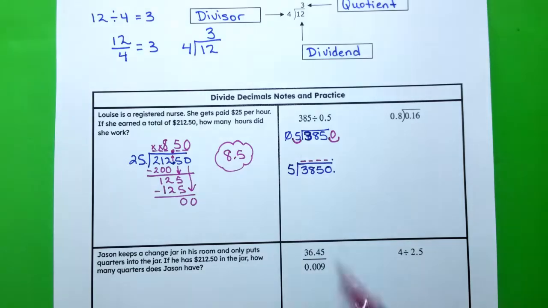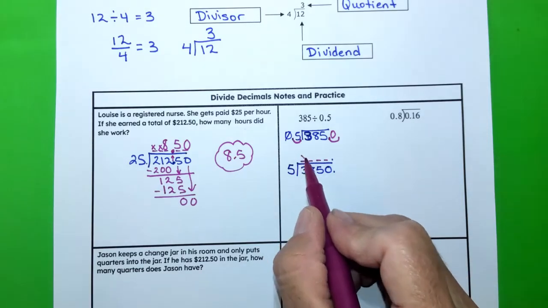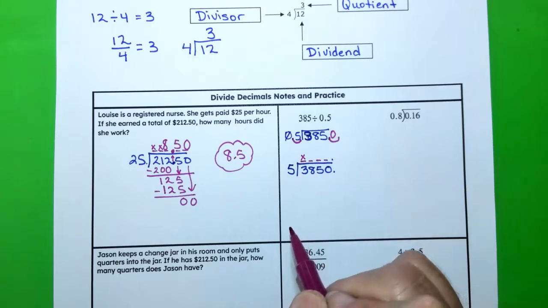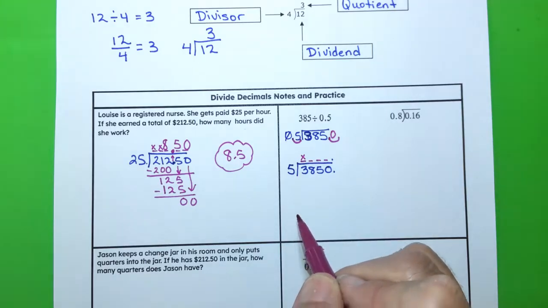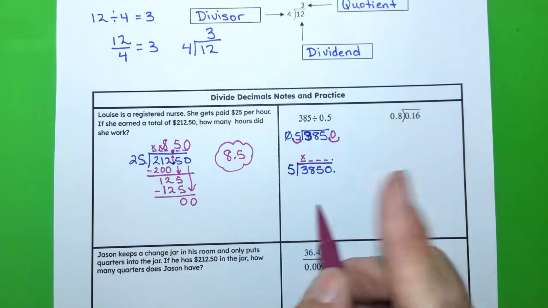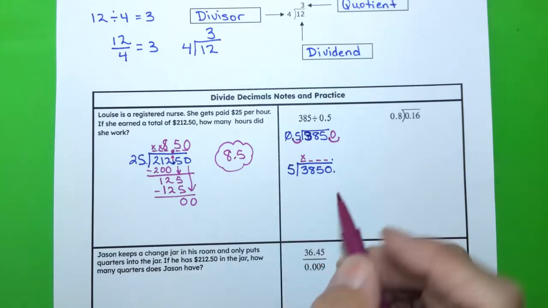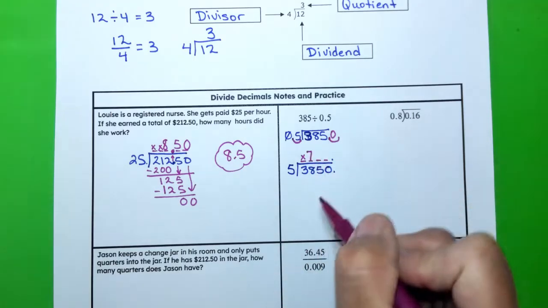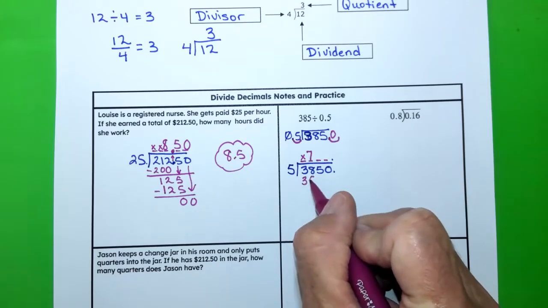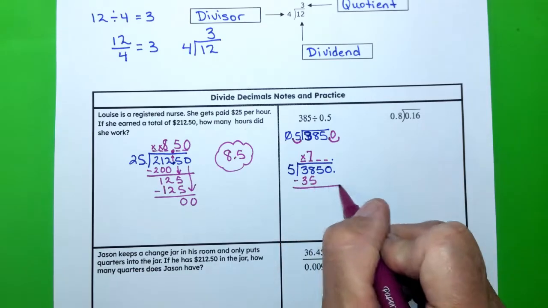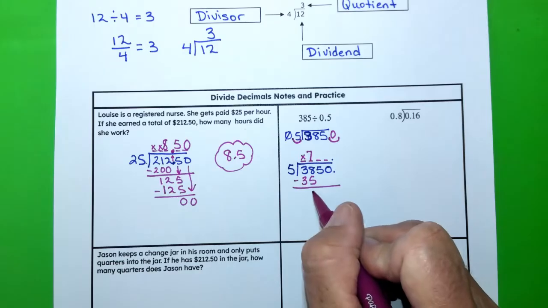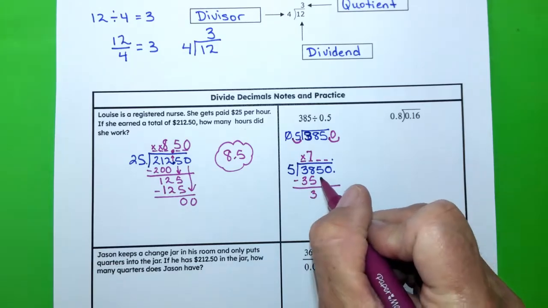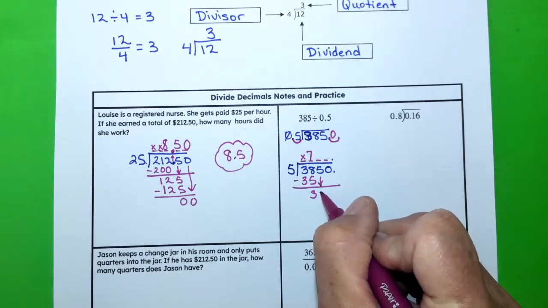Okay, here we go. Can 5 fit into 3? No. Can 5 fit into 38? Yes. How many times? 5, 10, 15, 20, 25, 30, 35. Oh, that would be 7 times. 7 times 5 is 35. And when I subtract 38 minus 35, I get 3. Bring down the next number of 5.